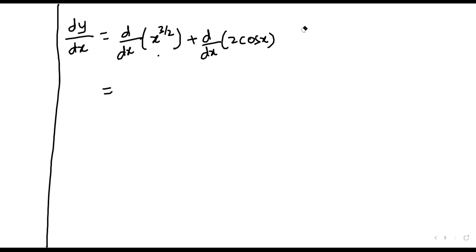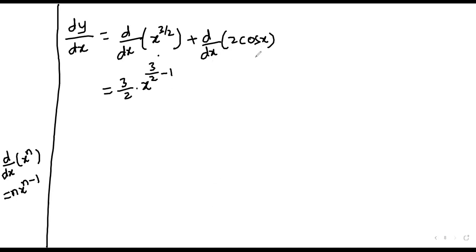We know the formula now. What formula do we know? d by dx of x power n. So it is in the form of d by dx of x power n. Instead of n, we have 3 by 2. So we write the formula: 3 by 2 times x power 3 by 2 minus 1.